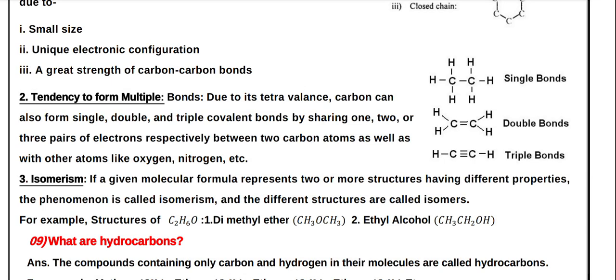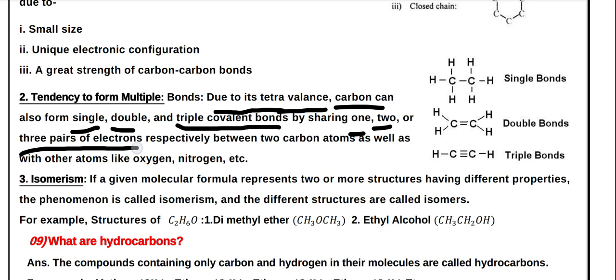Tendency to form multiple bonds. Due to its tetravalency, carbon can form single, double, and triple covalent bonds by sharing 1, 2, and 3 pairs of electrons respectively between two carbon atoms, as well as with oxygen and nitrogen, etc.